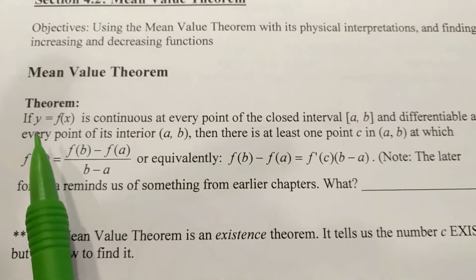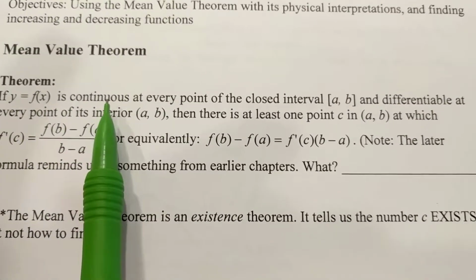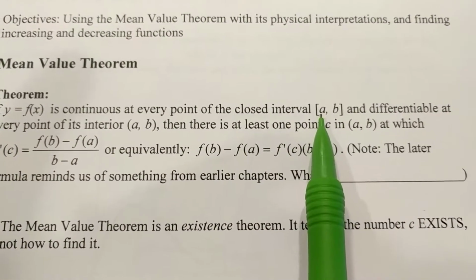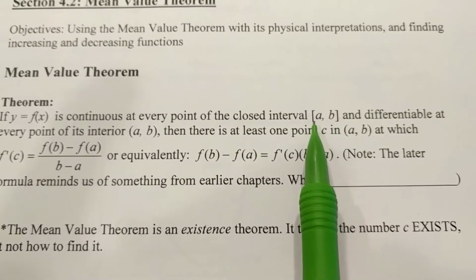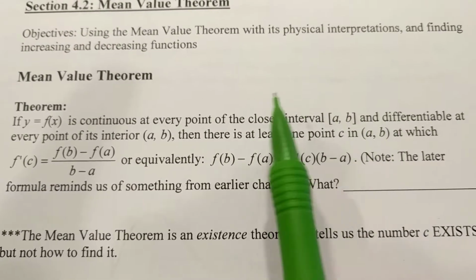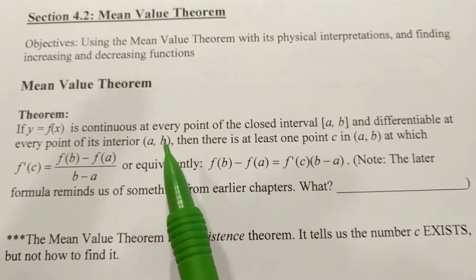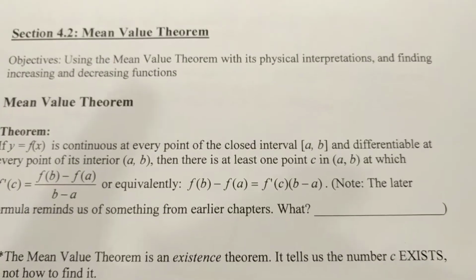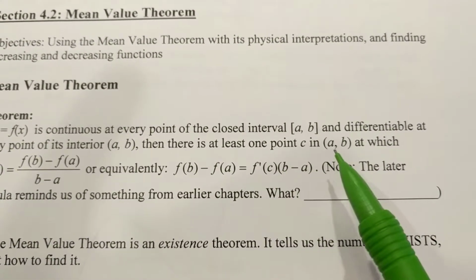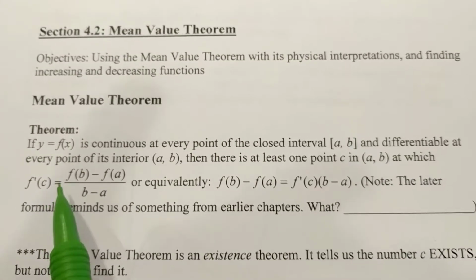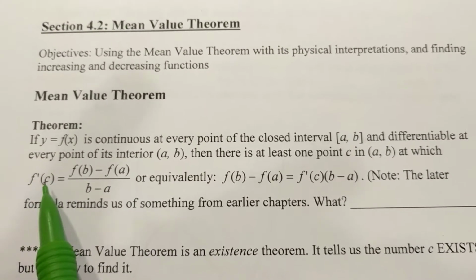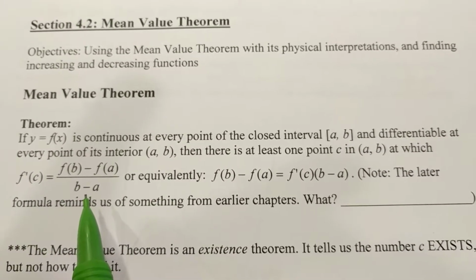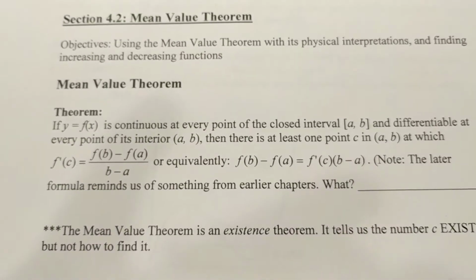The mean value theorem says if our function is continuous at every point on a closed interval, so it starts just like the extreme value theorem, but the one extra part is that it's differentiable on the open interval from a to b. They don't include the endpoints when they talk about differentiability. Then there's at least one point on that interval where f prime of c, or the instantaneous rate of change, is equal to f of b minus f of a over b minus a, or the average rate of change.